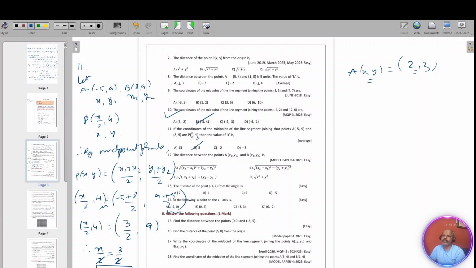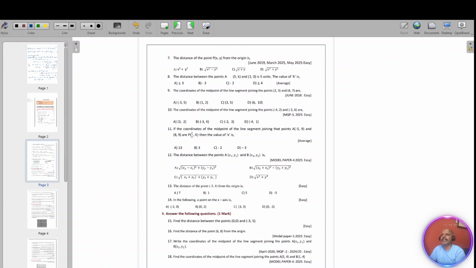Let's see the 12th one. So distance formula between A of (x1, y1) and B of (x2, y2). That is the square root of (x2 minus x1) whole square plus (y2 minus y1) whole square. That is A. Distance of a point from origin, we have already seen, is the square root of x square plus y square.